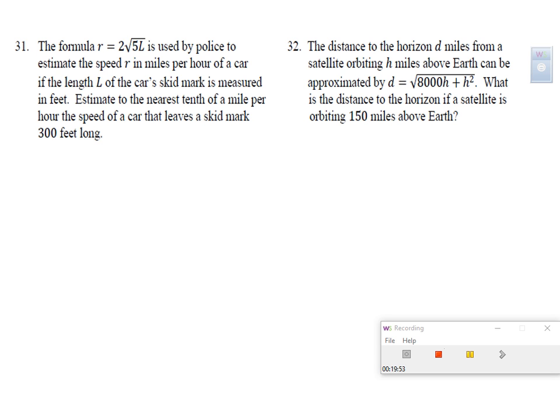Estimate to the nearest tenth of a mile per hour the speed of a car that leaves a skid mark of 300 feet long. Well, your only choice, guys, this 300. Does that represent the R value or the L value? That's really your only choice. It says L is the skid mark and R is the speed. Here it says a 300-foot long skid mark. So the L is 300.